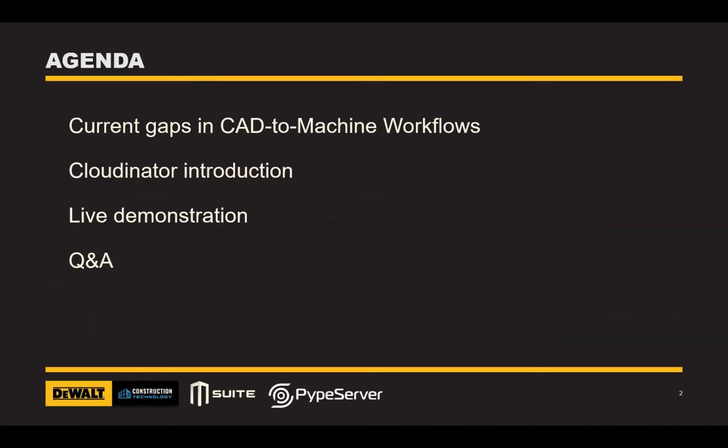So just a quick agenda. We'll cover some of the current gaps that exist in CAD-to-Machine workflows, essentially why this integration was built. We'll give an introduction to the Cloudinator, cover some of the functionality, and a quick how-to of how it works. I know we see a lot of MSUITE customers on here, so I'm sure you're curious to know how it works and how to get set up. Then we'll get into the meat and potatoes, the live demonstration. So we'll run through an actual live demo of the integration. And again, that'll probably be when you have some of the questions. We'll leave some time at the end, but feel free to submit those throughout.